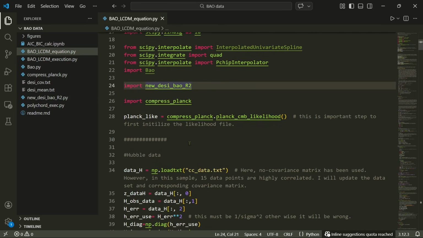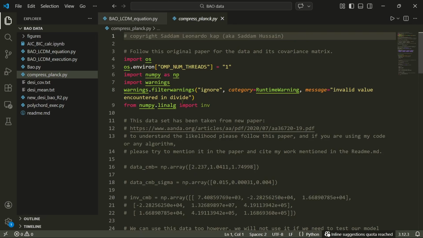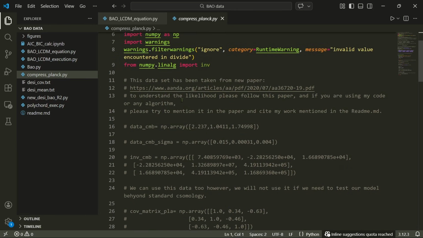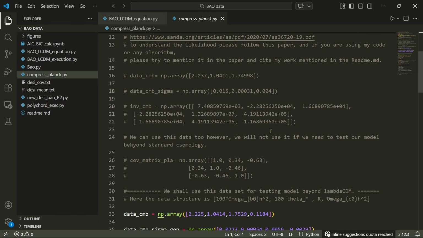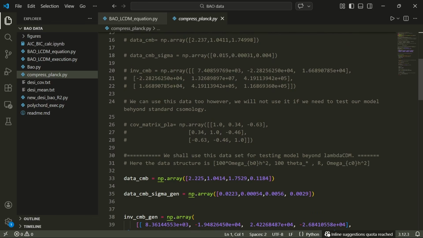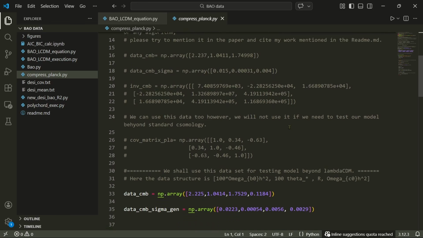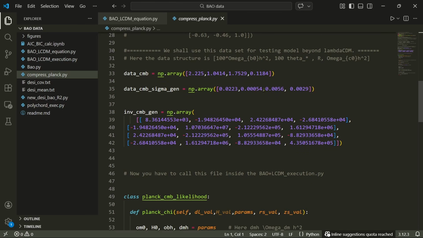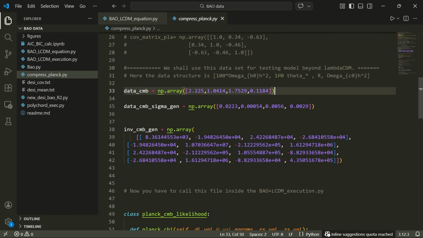All right, so this is how I have used the compressed Planck. Just control and click. Here, again I'm importing the libraries. I have given the link to the article that you have to follow, where you can find the data, and there I have already generated the inverse of the covariance matrices. All right, so again, this data is much more elaborate than the previous data set I have used, and this data set is very efficient to handle models beyond LambdaCDM.